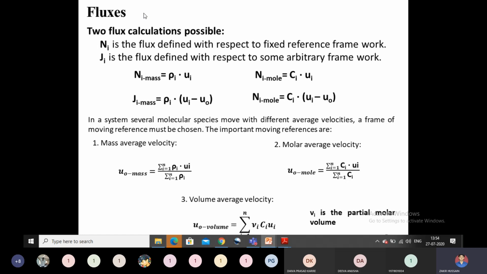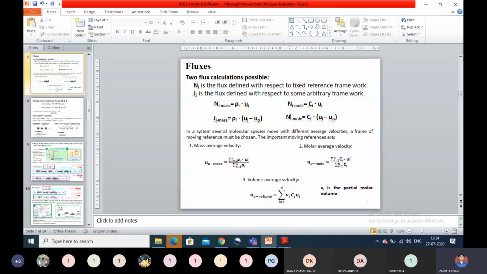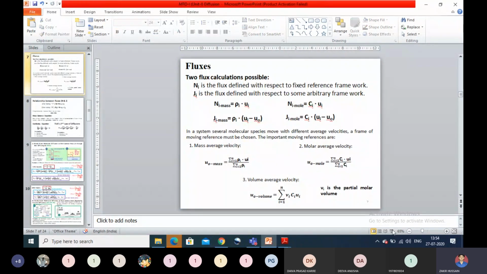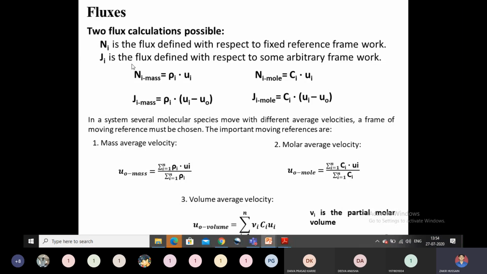There are two types of fluxes. One is flux with respect to a stationary coordinate, another is flux with respect to arbitrary coordinates. I have wrongly given that here; this is Ji, nobody notified me. Ji mole, and Ni in terms of mass is rho i into Ui. Here this is a stationary coordinate, so U naught is 0. Here this is an arbitrary coordinate, so U naught will have some value.